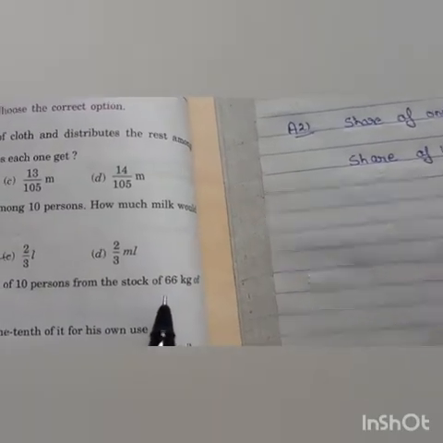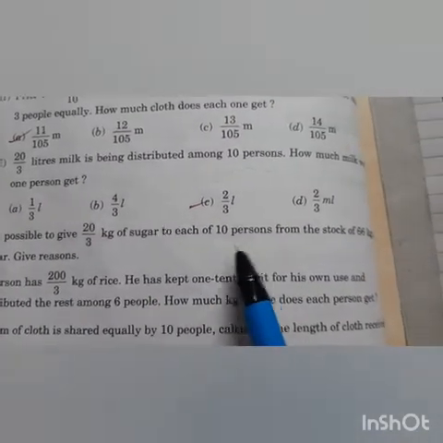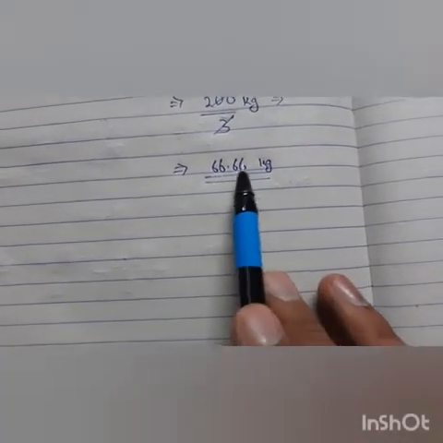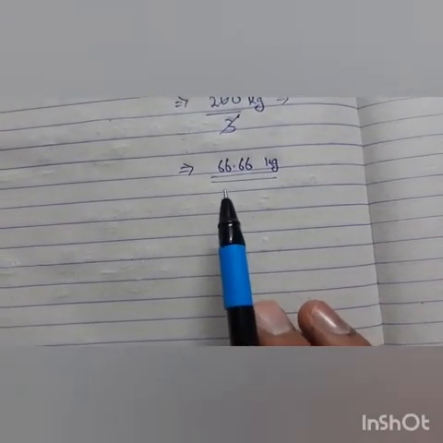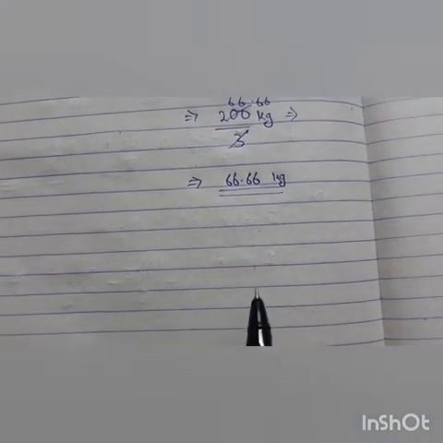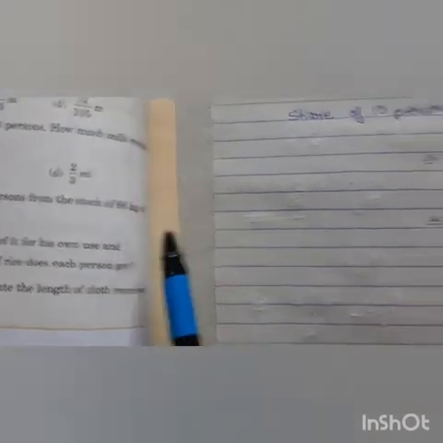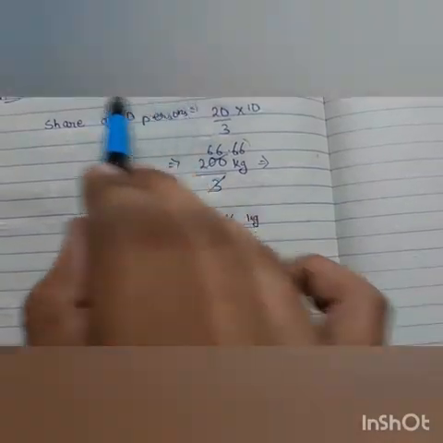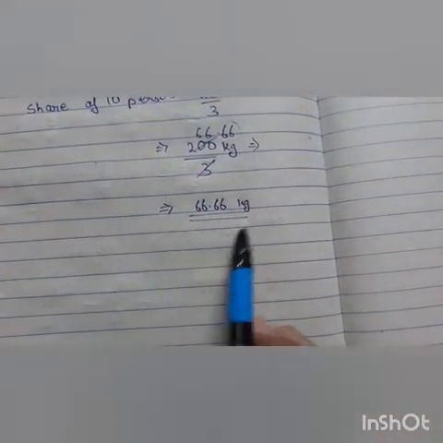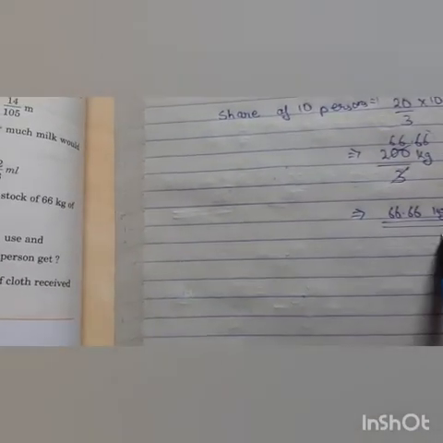Now, the total stock was how much? 66 kg. And if 20 by 3 kg of sugar is going to be distributed among 10 persons, then the total requirement is exceeding 66.6 kg. That means it is not possible to give 20 by 3 kg of sugar to each of 10 persons from a stock of 66 kg. Why? Because this is the total stock, and this is the stock 10 persons are in need of, but this quantity is exceeding that quantity.